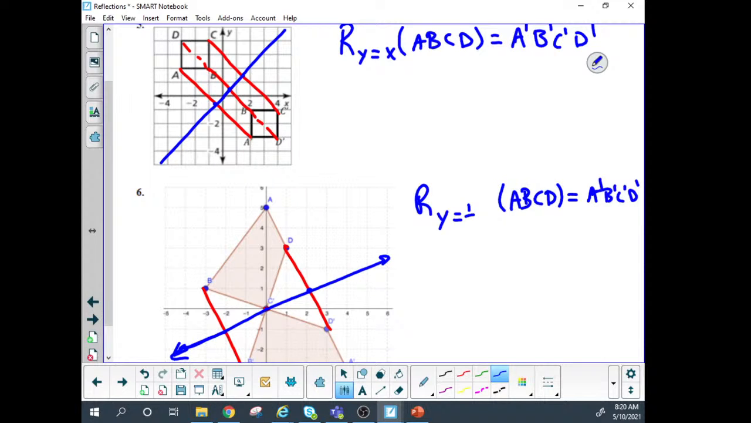Oh, y equals 1/2 x plus 0, minus, yeah. All right. Nice job.